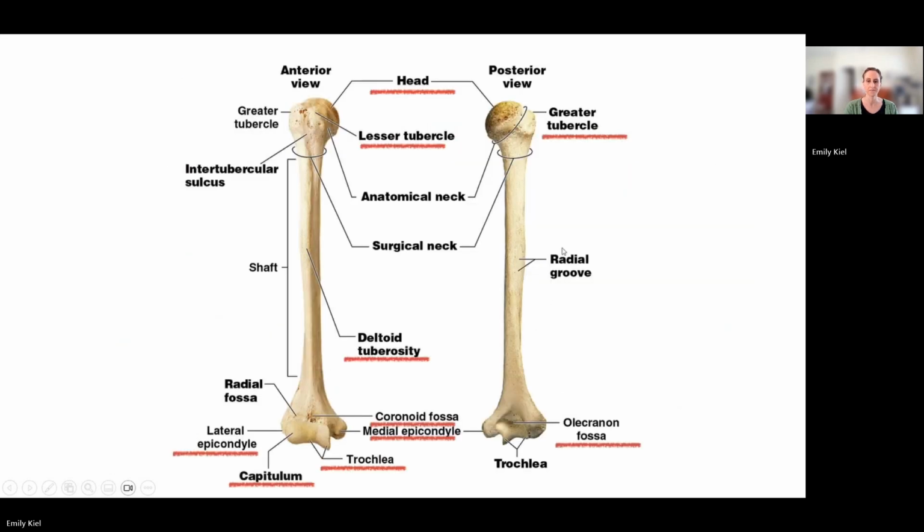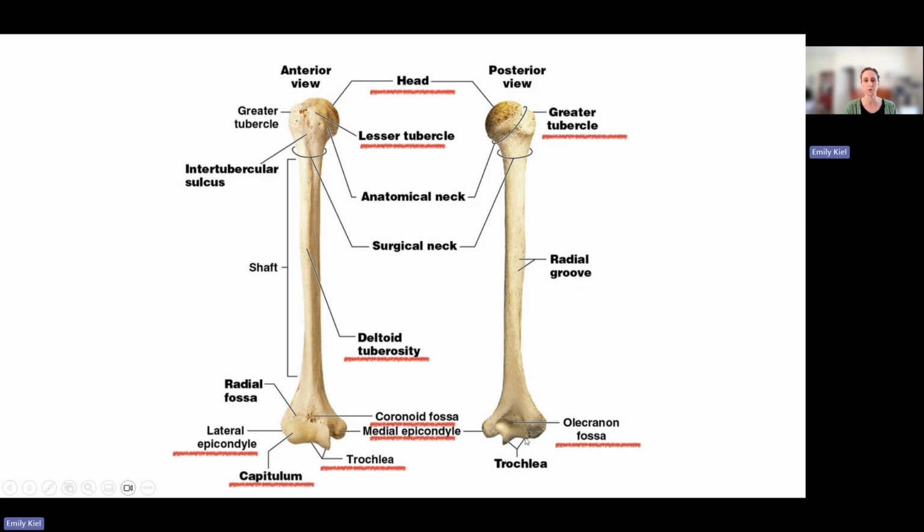Here is our femur with a few highlights located. Head of the femur. We've got a greater and lesser tubercle based on size. There's that deltoid tuberosity, that's rough. And then at the distal end, we have our capitulum, which is this rounded area. It's going to be more laterally. We've got our lateral epicondyle and our medial epicondyle. We have the trochlea here. We can see it on the posterior view as well.